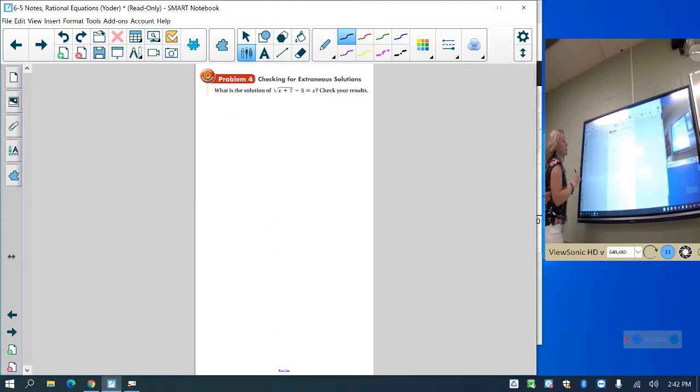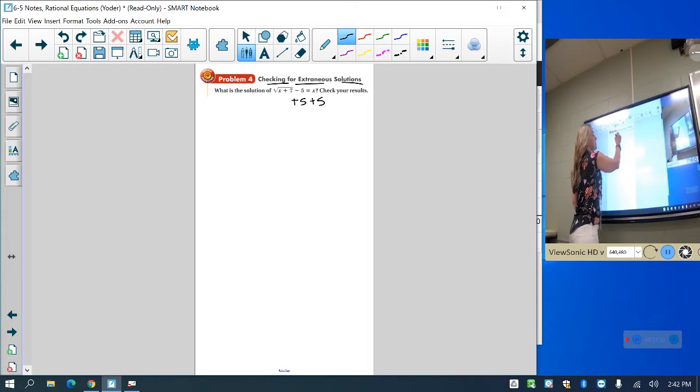Another example. So I'm going to go ahead and solve. Now let me give you a hint. When you have an equation with a variable on both sides of the equation, most of the time you're going to have an extraneous solution. Not always, but most of the time. So make sure you check for extraneous solutions. So for here, I'm going to add 5 to both sides, and then I have the square root of x plus 7 equals x plus 5.